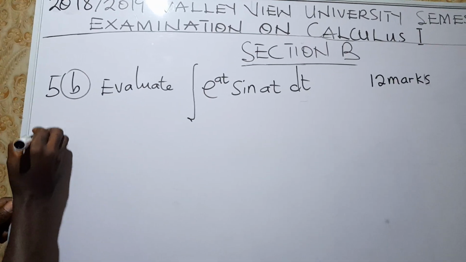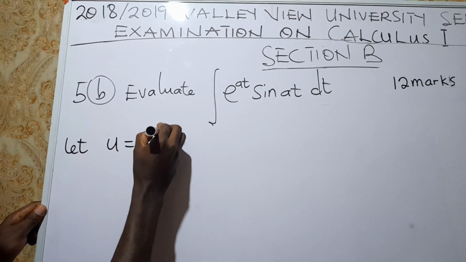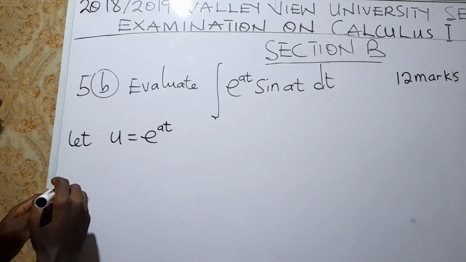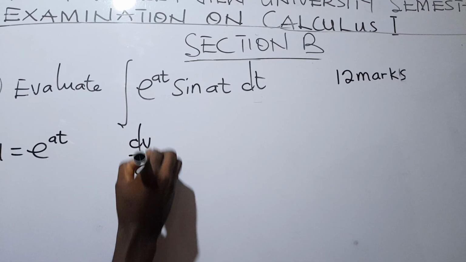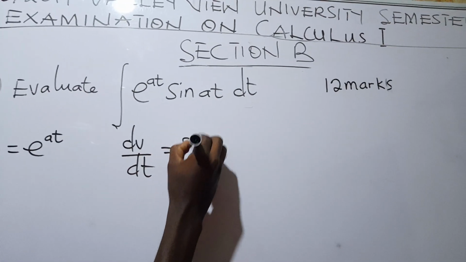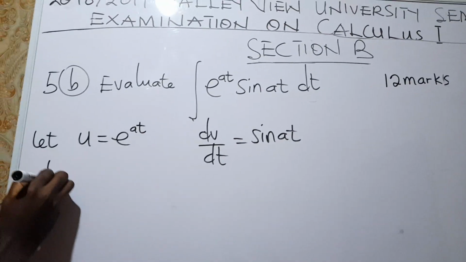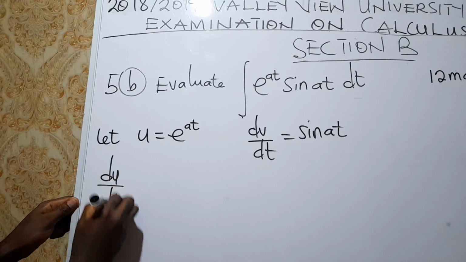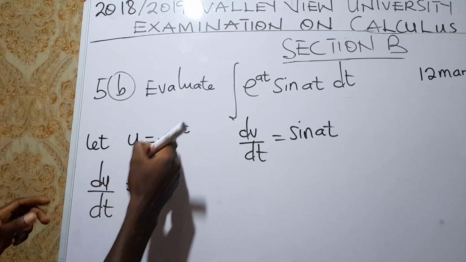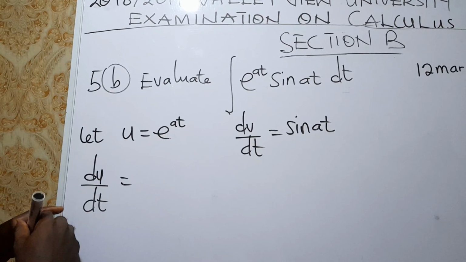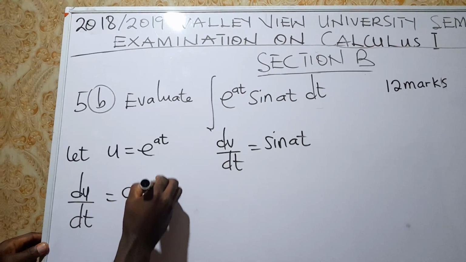So now, by integration by parts, we let u be equal to e^(at), then dv/dt to be equal to sin(at). Now our du/dt, remember that we just differentiate this. Remember the a is constant. So when we differentiate this, we get a e^(at).